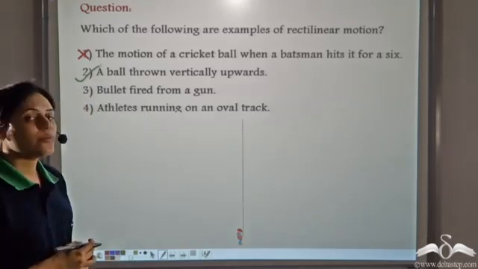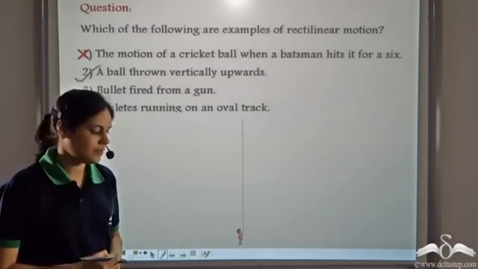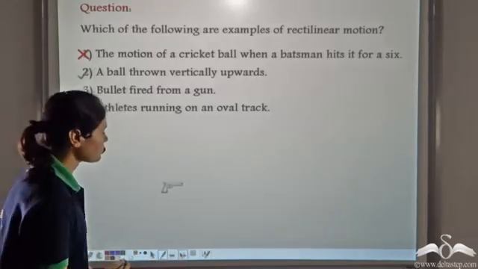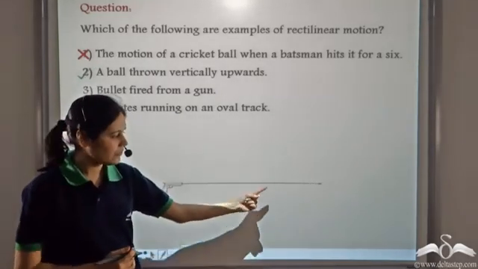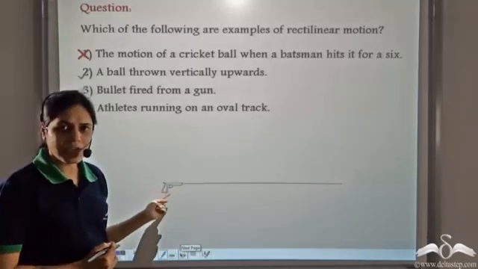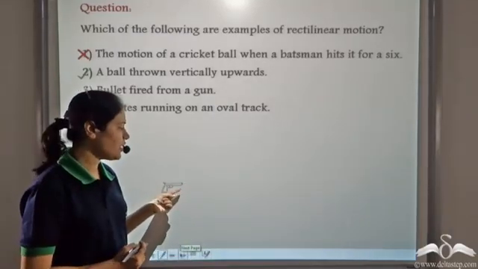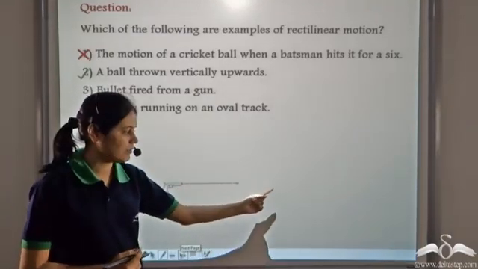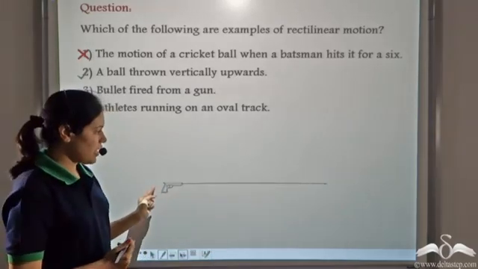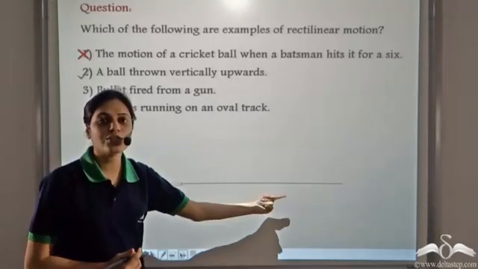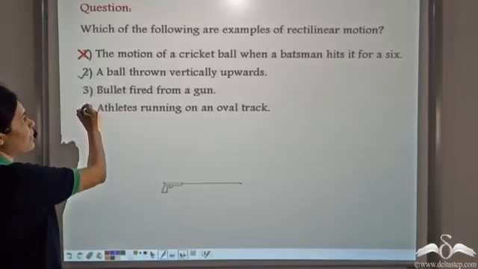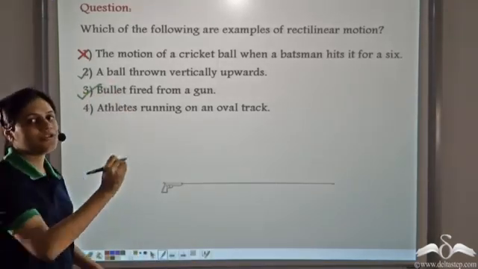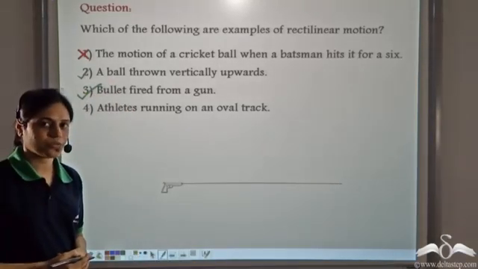Third is a bullet fired from a gun. So this is a bullet being fired from a gun and it goes at a very high speed, but it goes along a straight line. As we can see here, it goes along a straight line. So this is an example of rectilinear motion or one-dimensional motion.